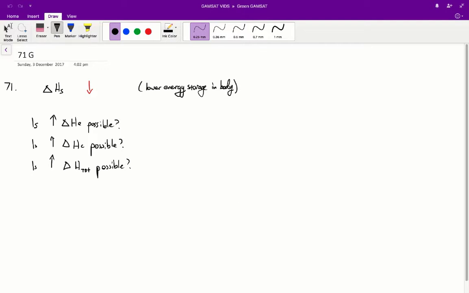Question 71. Which one of the following responses could the body make to decrease the body temperature of a person in a hot Turkish bath where ambient temperature is 40 degrees Celsius and the air is fully saturated? In answer A, we state increasing HE, so evaporative heat loss.